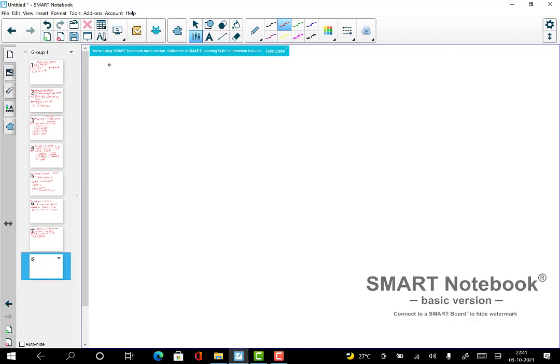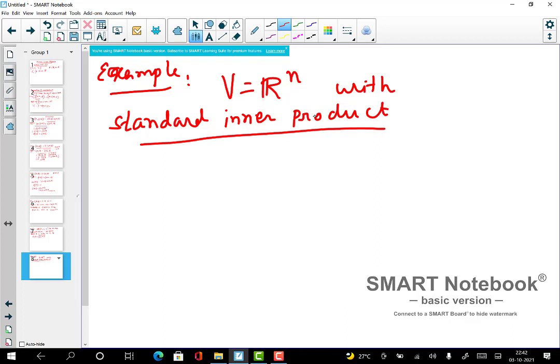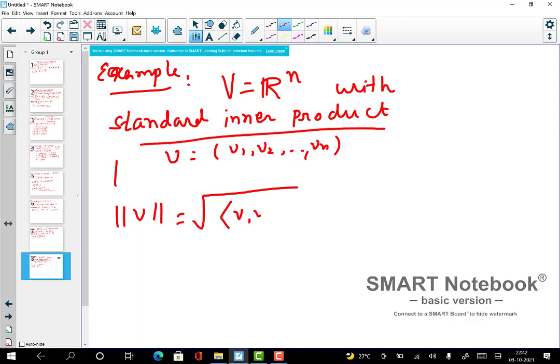Now, let me give an example, the standard example: R^n with the standard inner product, which we defined in the last lecture. With this inner product, you can understand why we call this a length. For example, if you have a vector v, say v1, v2, up to vn, in coordinates, and you want to define the norm of v, then by definition it will be the positive square root of the inner product of v with v.